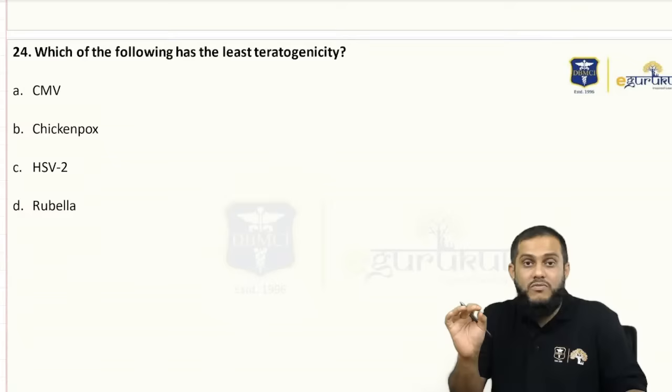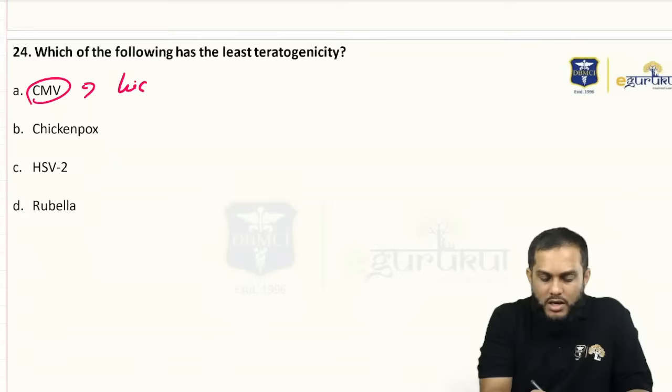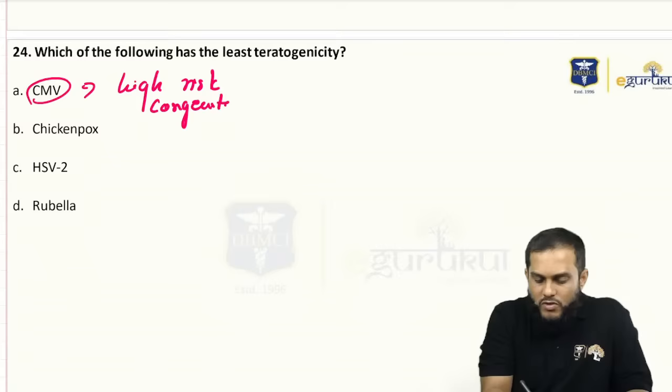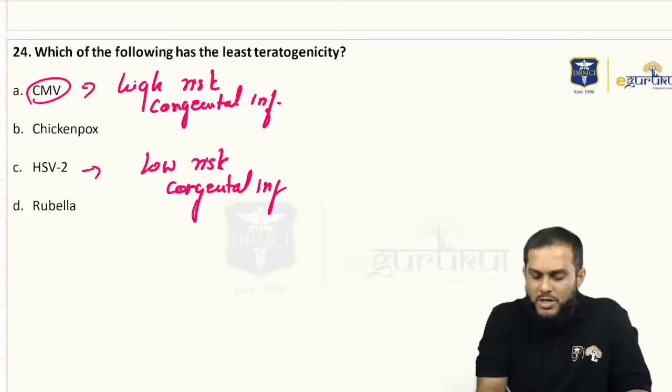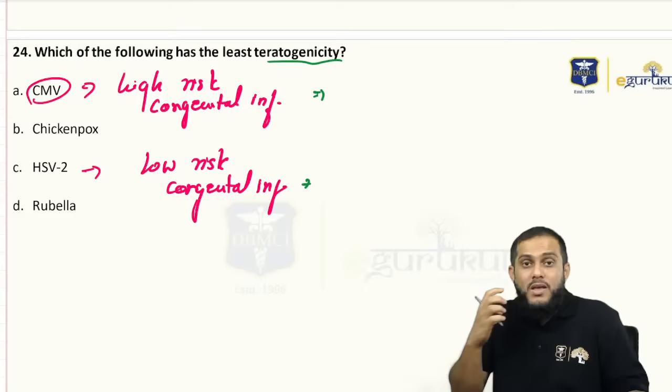Which of the following has least teratogenicity? If you have attended my class, I have told you, there is a high risk of congenital infection with cytomegalovirus, and a low risk of congenital infection with herpes simplex virus 2. This is what we have discussed, and this is what they asked in the previous INICET. This time they are not asking about the risk of congenital infection. They are asking about teratogenicity, meaning any congenital malformations you see.